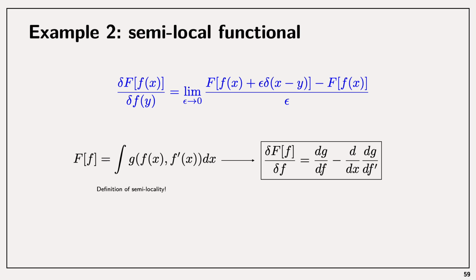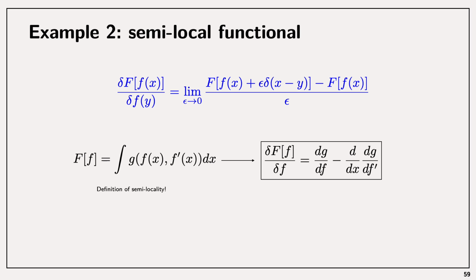And this one is a little bit more surprising because there is a minus sign and it gives d over dx of dg over df prime, right? So this is actually something a little bit more surprising, maybe definitely more surprising if you're not used to this, but this is there.